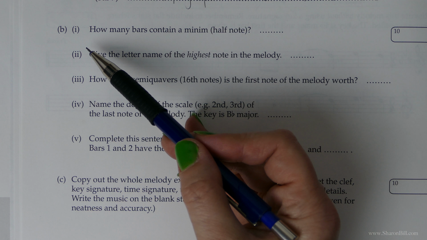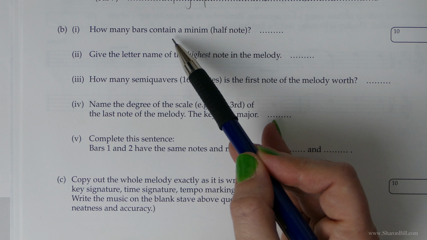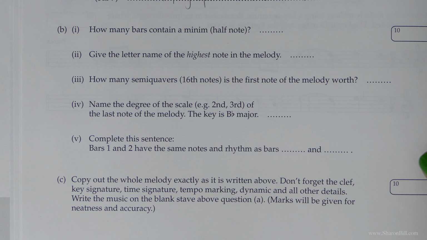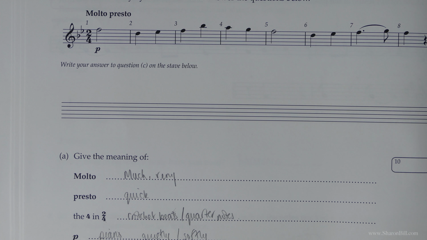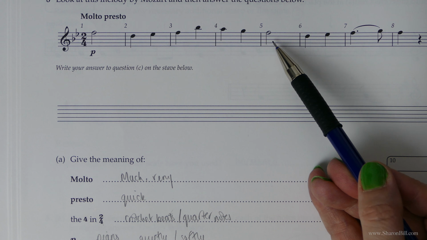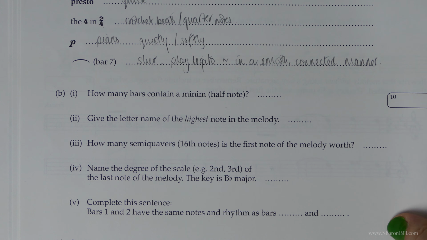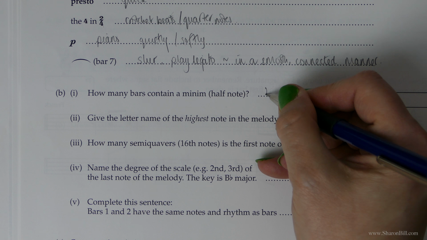So referring again to the extract at the top of the page, we were asked how many bars contain a minim or a half note. So let's have a look. So there's our minim or half note. So we've got 1, 2, only 2 bars have got that note value in, so just 2.